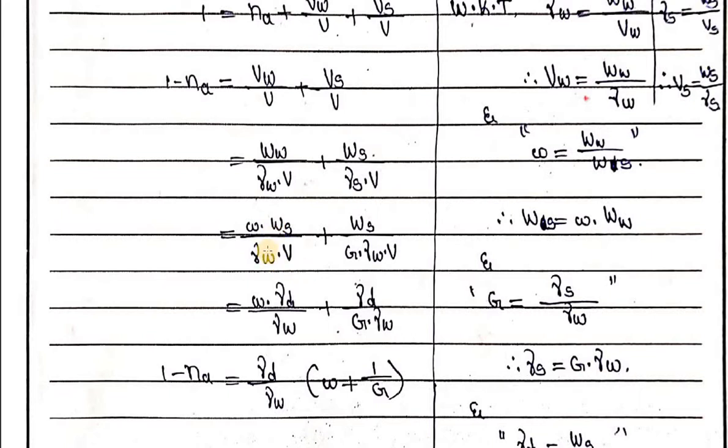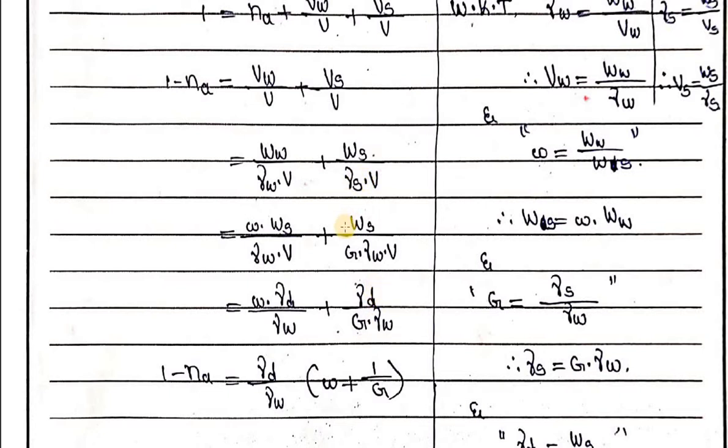After that, you can observe a very important thing over here: weight of soil solids divided by volume is going to give us the dry unit weight. So I have replaced weight of soil solids divided by volume with dry unit weight, and I have arrived at this particular equation. Similarly here, weight of soil solids divided by total volume, I have replaced with the dry unit weight. Now I'm going to move further.